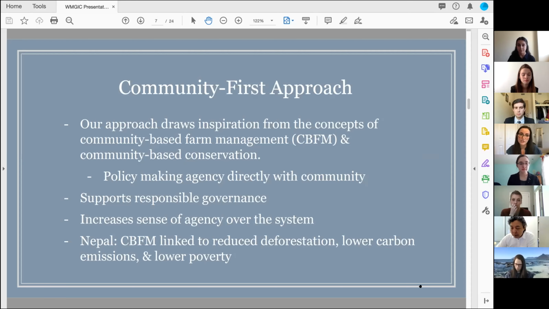And this strategy supports responsible governance, increases sense of agency over the system, and has had success in other countries such as Nepal and South Korea. And specifically in Nepal, these community-based farm management schemes were linked to reduced deforestation, lower carbon emissions, as well as a reduction in poverty.